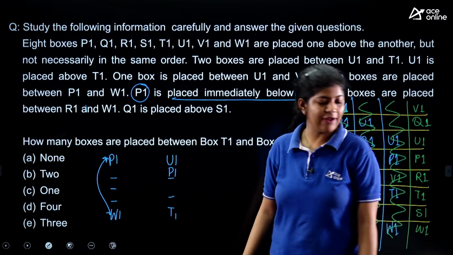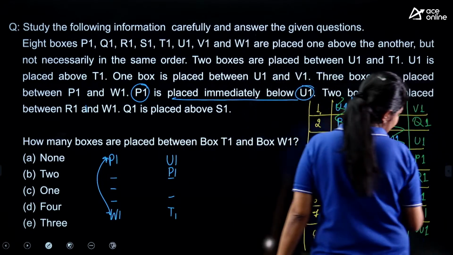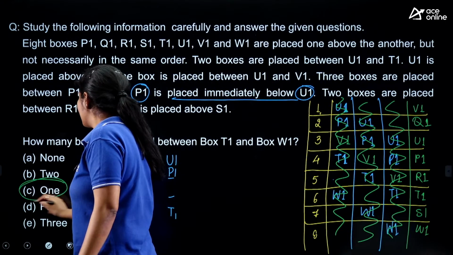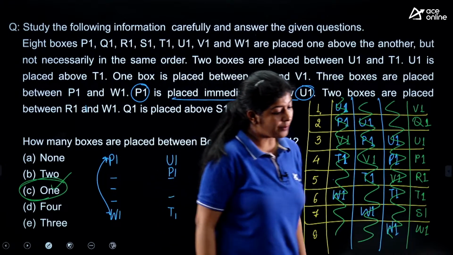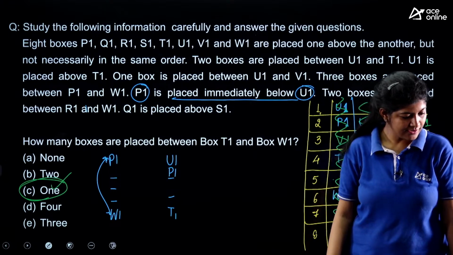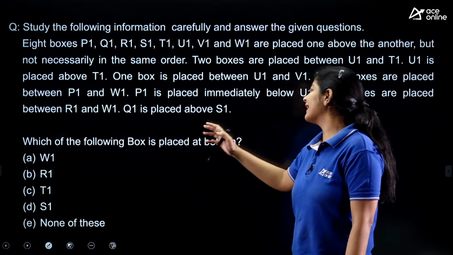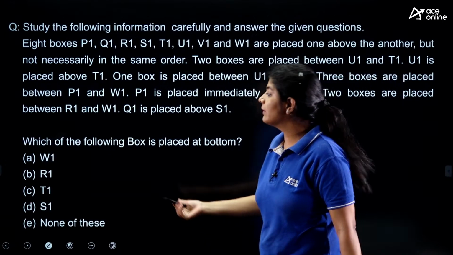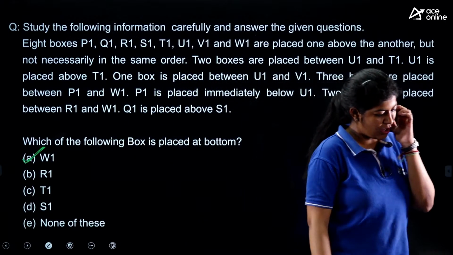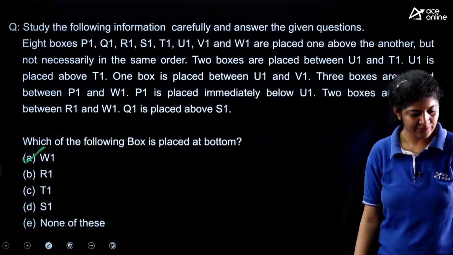Now according to this, I have to answer. How many boxes are placed between T1 and W1? T1 and W1, how many boxes we are having? Only one. Option number C is the correct one, right? Next, which of the following box is placed at bottom? We are having W1. That means option number A is the correct one, right?